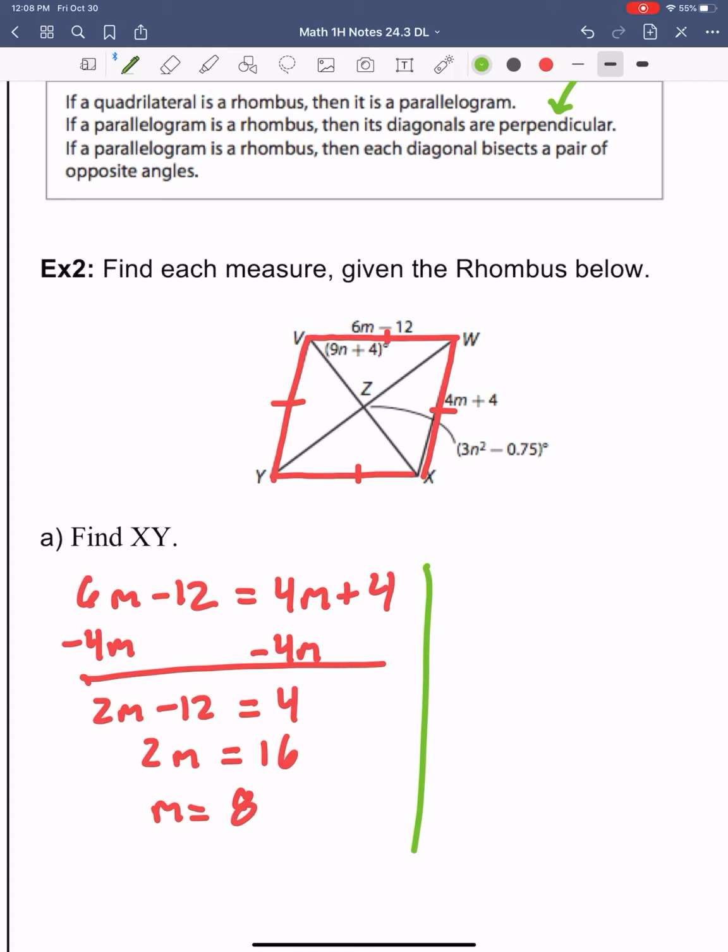So I'm going to take that 8, I'm going to punch it into 4m plus 4. So I'm going to say, okay, well, xy, which is what I'm looking for, equals 4m, which is 8, plus 4. And that's going to give me a grand total of 36. Right? And that's because if I find one side length, then I found all of them because they are all congruent for my rhombus.